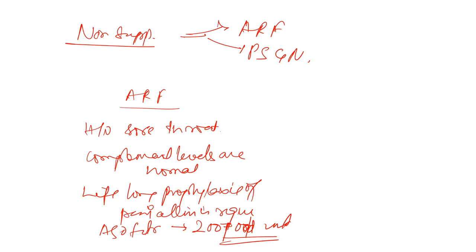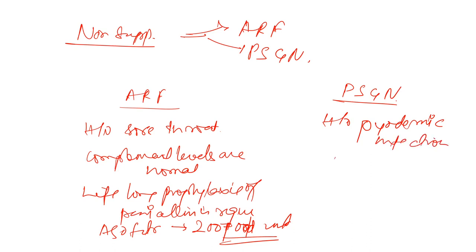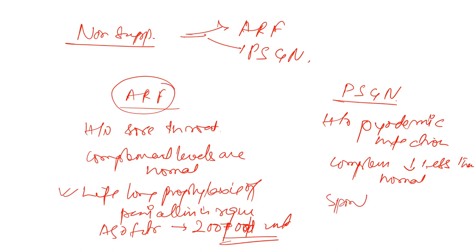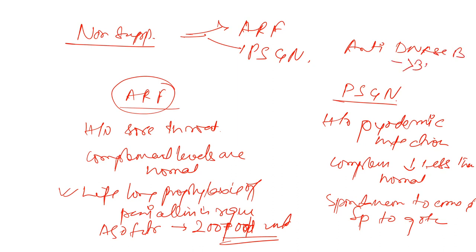Okay, so this is about acute rheumatic fever, and then PSGN, history of pyodermic infection. Theek hai, complement level is less than normal. See, lifelong prophylaxis is not required. Here lifelong prophylaxis is required for acute rheumatic fever. Here it comes spontaneously and goes spontaneously. Theek hai, and ARF mein tha aapka ASO titer. Here anti-DNase B titer dekhte hain hum, that should be 300 to 350 TODD units. Theek hai, so this is all about acute rheumatic fever and acute glomerulonephritis, that is post-streptococcal glomerulonephritis.